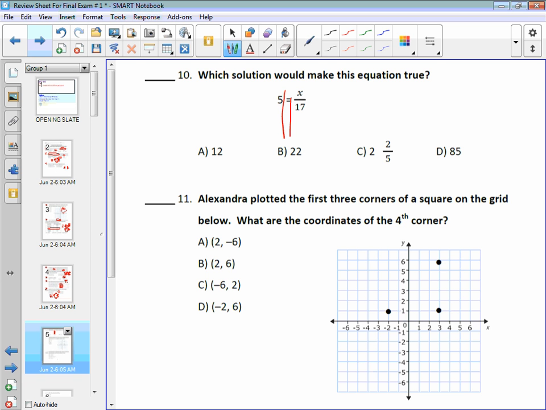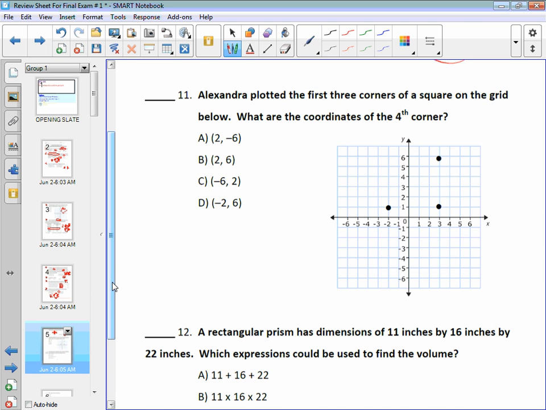We have to do the opposite and multiply by 17. Whatever you do on one side, you got to do the other. And then 17 times 5 is 85. The answer is D. I just made 5 over 1, and then you could do it that way too. Okay?